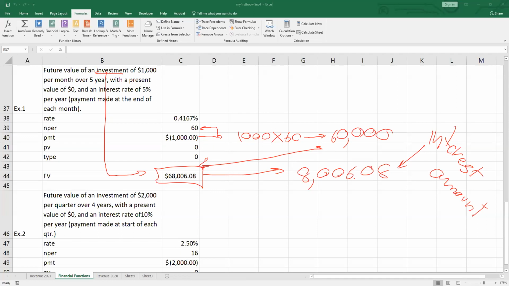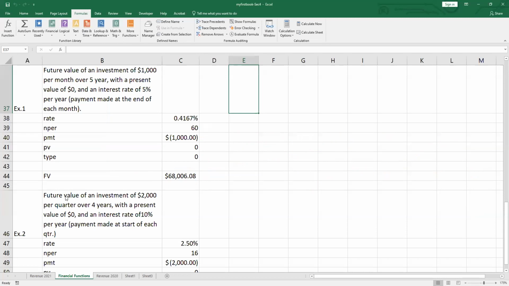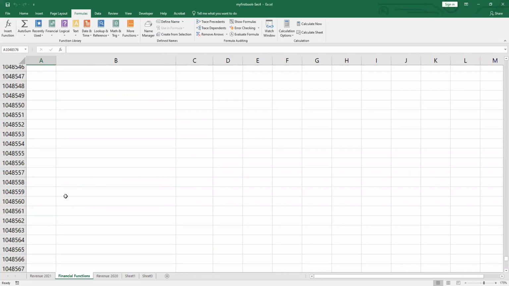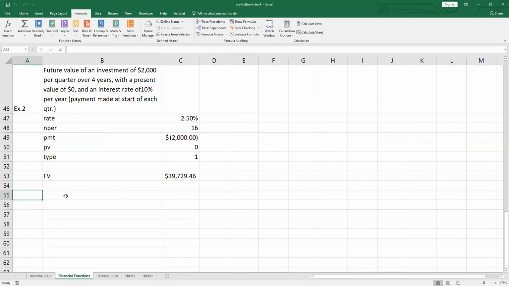So the next function that we have to learn is the NPER function. NPER, or number of periods, tells us the number of periods that you have to pay, to save your money or to pay the loan. NPER might be number of months, number of quarters, number of weeks, depending on how frequently you pay.